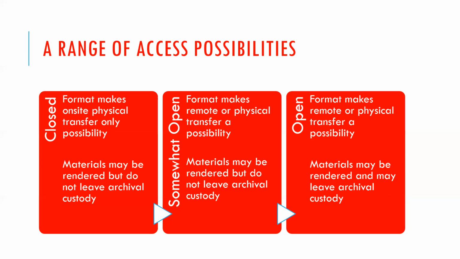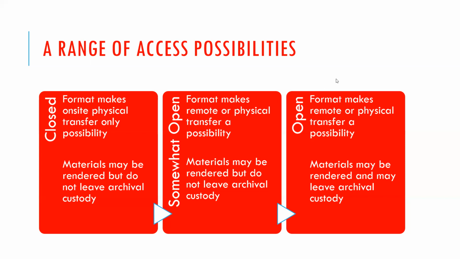And then you have the somewhat open part of this spectrum. Records may be digitized. They may be accessible online, but they can't be downloaded by a researcher. So you can look at the records, but you can't actually download them and keep them on your own computer. So the format does make remote or online access a possibility, but they don't really leave archival custody because of this prohibition on downloading materials. And again, this may be due to donor agreements or some kind of legal concerns by the archive. So here's something where copyright might rear its ugly head. Archives may fear that if records are more open, then they may get a letter from a lawyer one day. And we'll talk about copyright later on in the semester.